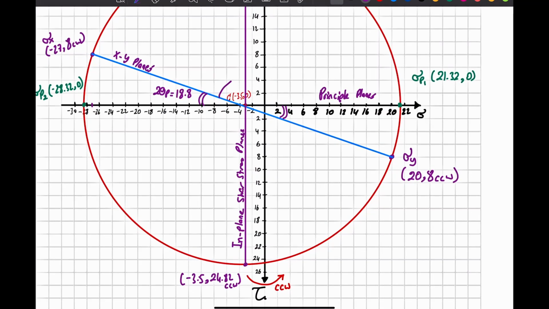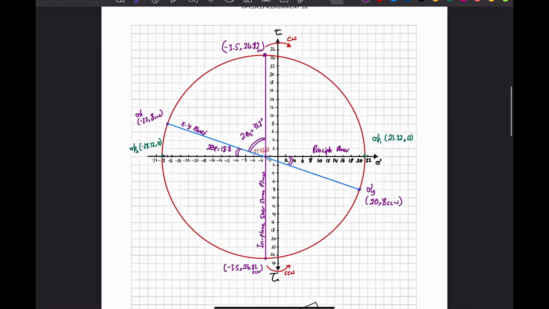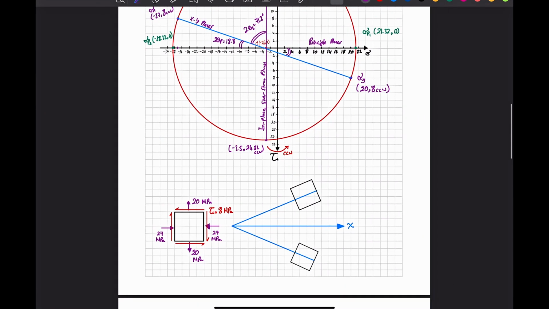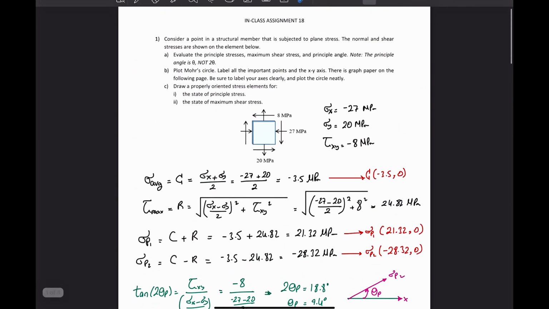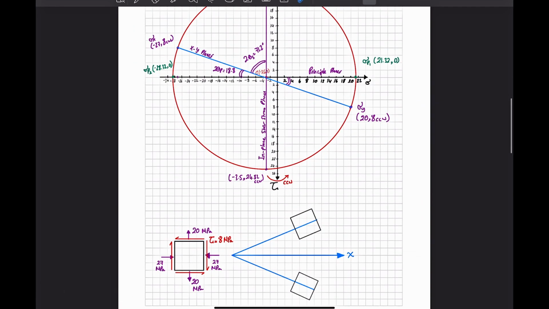And this should have 2 theta s equal to 90, because both of them form a 90 degree. So I'm going to say 90 minus 18.8, and I'm going to get 71.2. Okay, now let's draw the element, or let's draw what is required here. So draw a properly oriented stress element for the state of principal stress and state of maximum shear stress. So for the state of principal stress, what I want to do is rotate the xy plane.